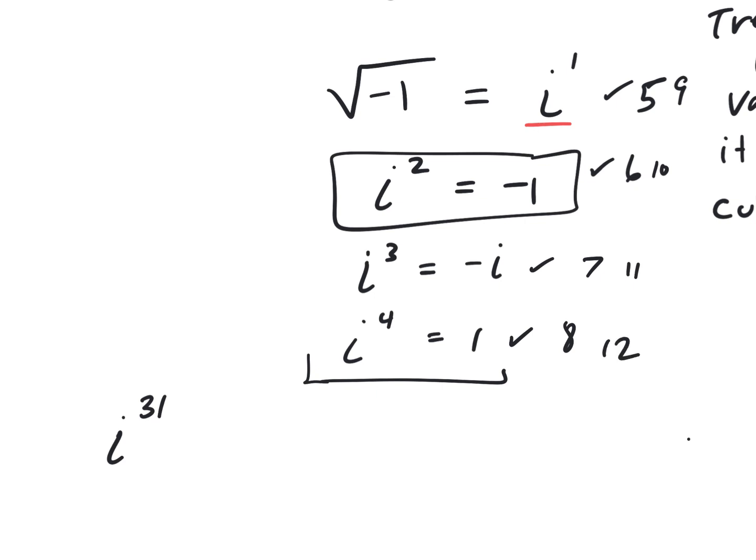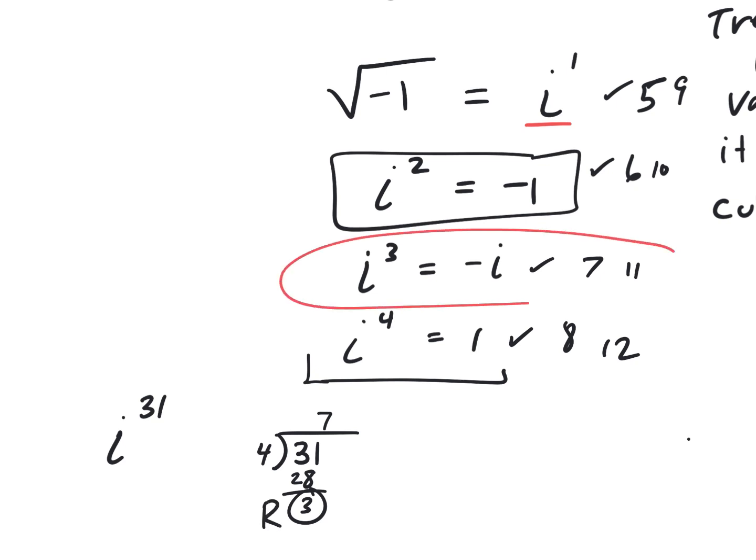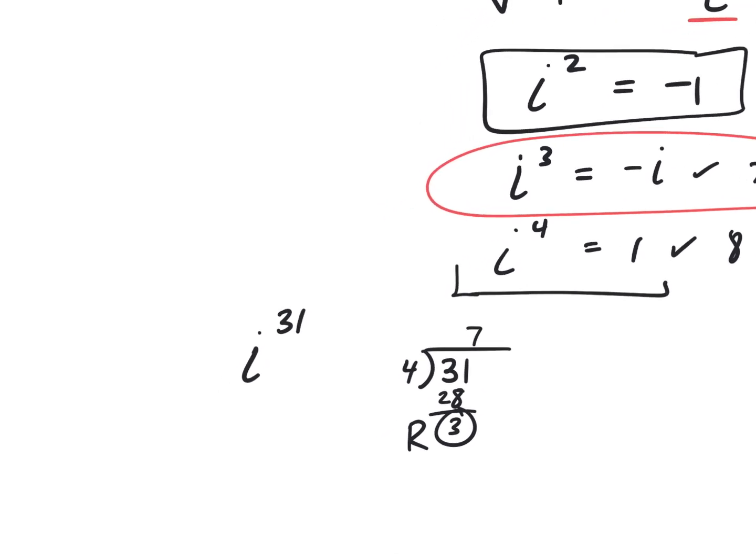So what we really need to figure out is where does i to the 31st fit in. Well, we can divide that 31 by 4, and the remainder of this division will tell us what power of i our expression represents. So if I were to long divide here, this will go quick. 4 goes into 31 7 times, 28, and 3 is our remainder. Because 3 is our remainder, that means we have a value equivalent to i to the 3rd. So i to the 31st can be simplified down just to -i.